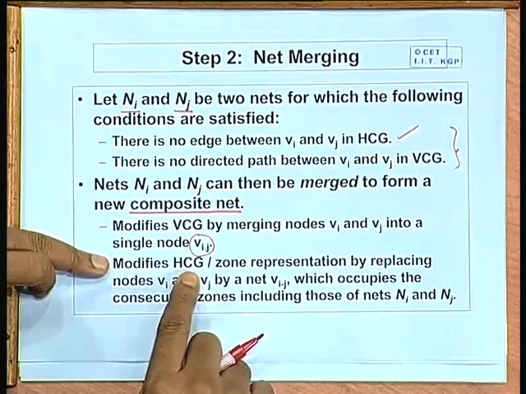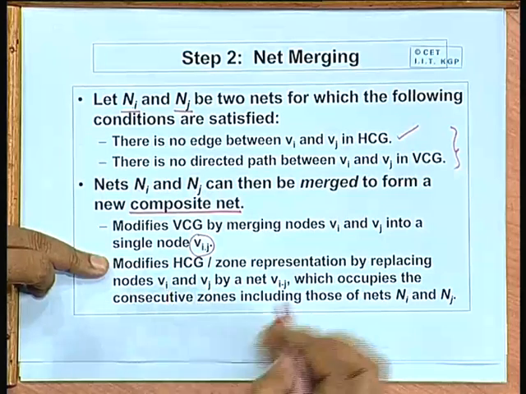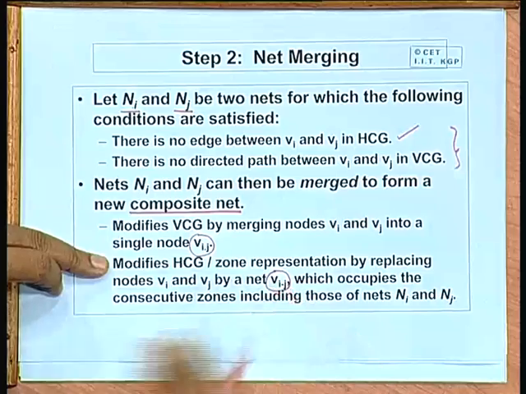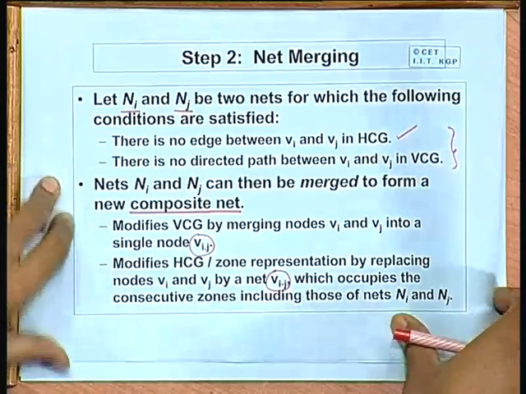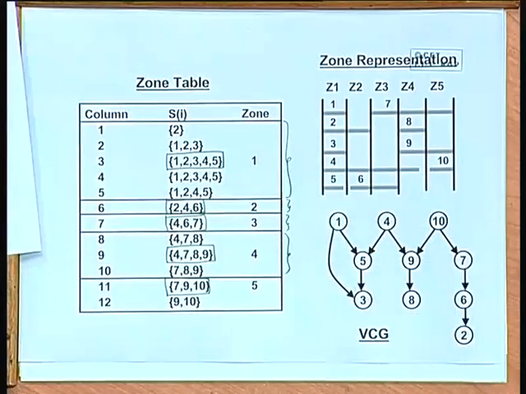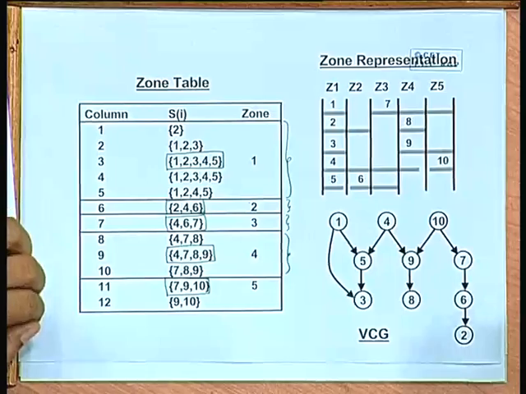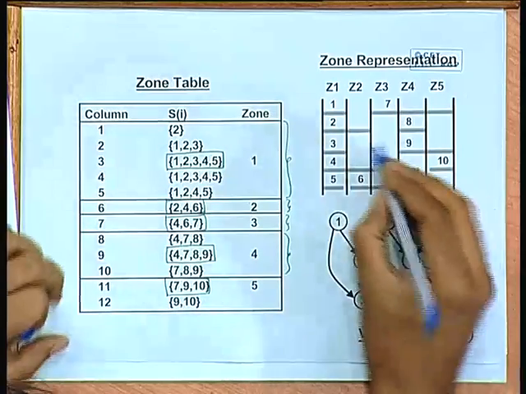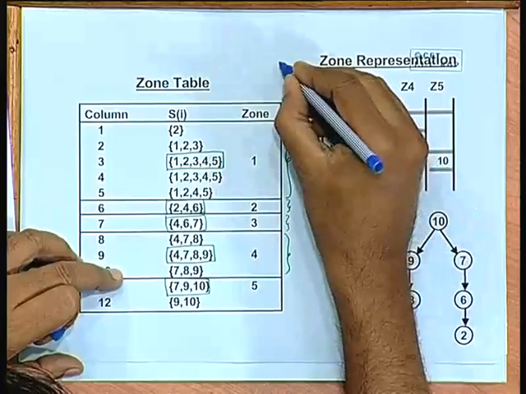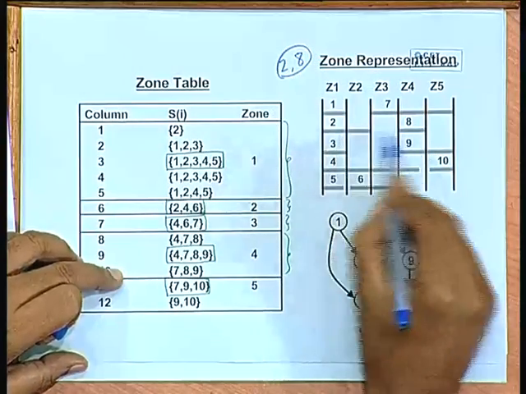Similarly, in terms of the HCG or the zone representation, you will be replacing the two vertices by a net V i-j, that means i to j. Like what I mean to say is that, suppose in this example, so let us take this zone representation once more. Suppose in this example we have decided to merge nets 2 and 8.